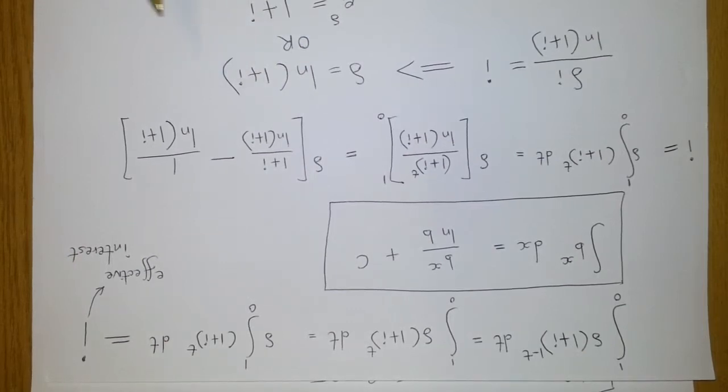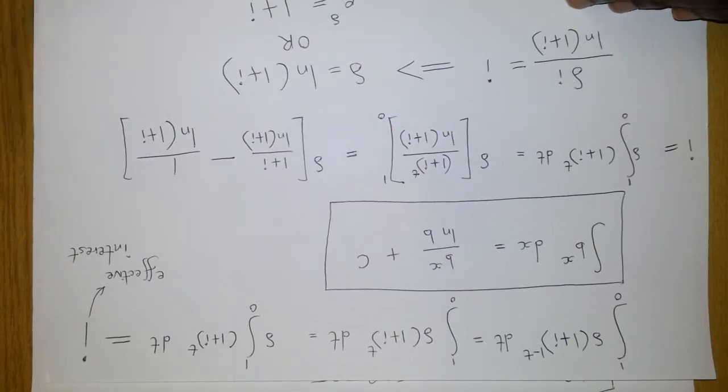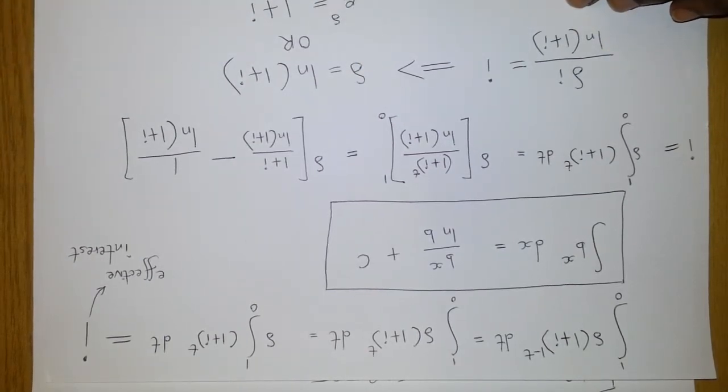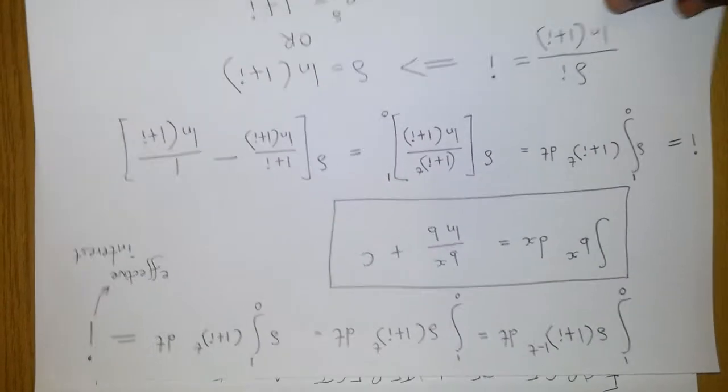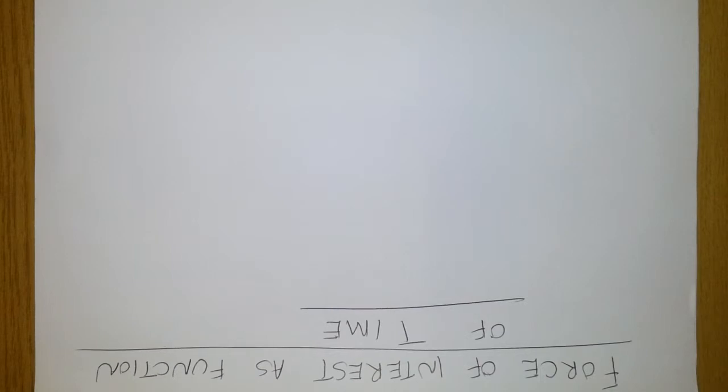Now this result is the same result we got in the second part of this unit, the video preceding this one. And if we introduce the exponential, we simply have e to the power delta is equal to 1 plus i. Now with that, we are done with the third part of Unit 3. The final part of Unit 3 will concentrate on force of interest as a function of time.